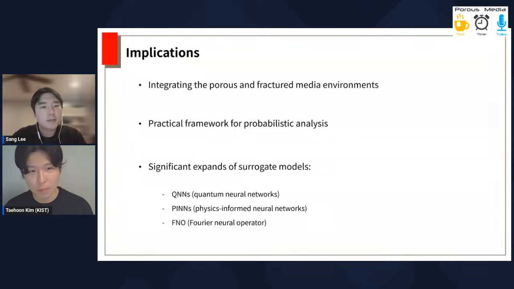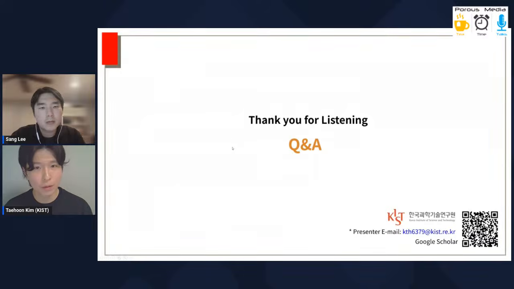So not just for DNAPL, but potentially other contaminants and sites. And third, the significant expansion of surrogate models. Surrogate modeling is growing rapidly alongside AI development. Advanced methods like QNNs, quantum neural networks, or physics-informed neural networks, or neural operators are emerging, offering even faster and more accurate predictions. So this field has potential for the future.